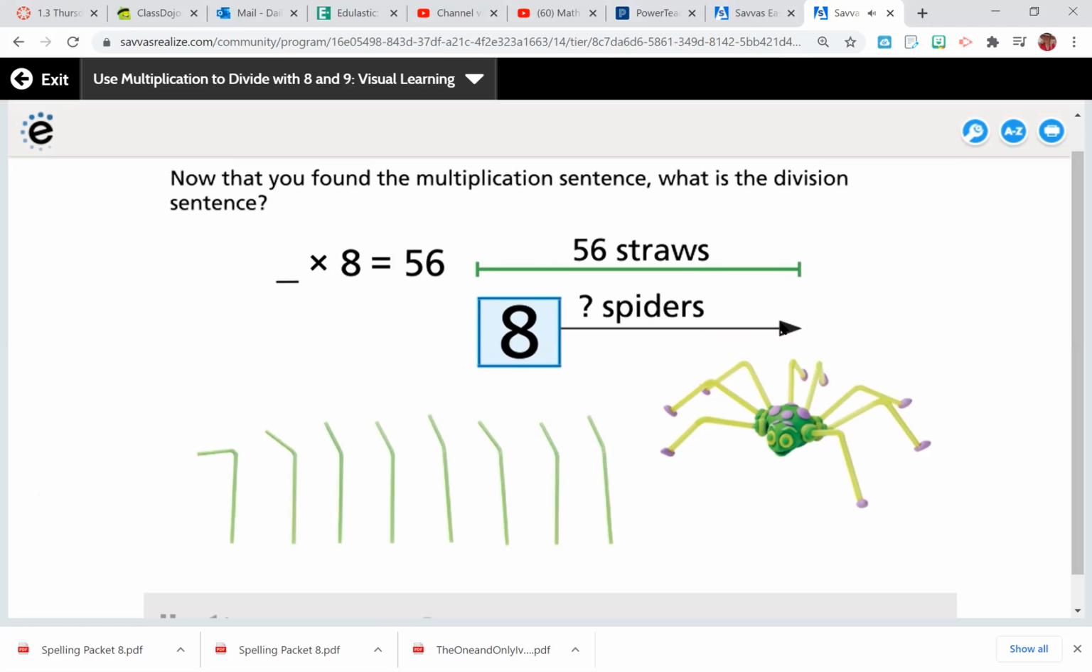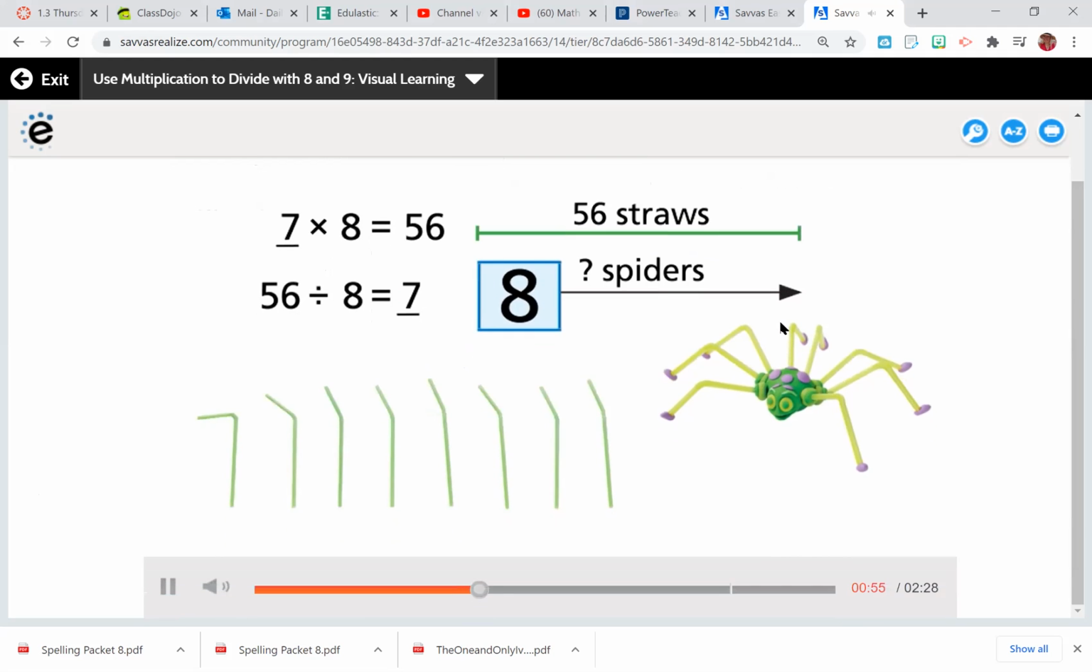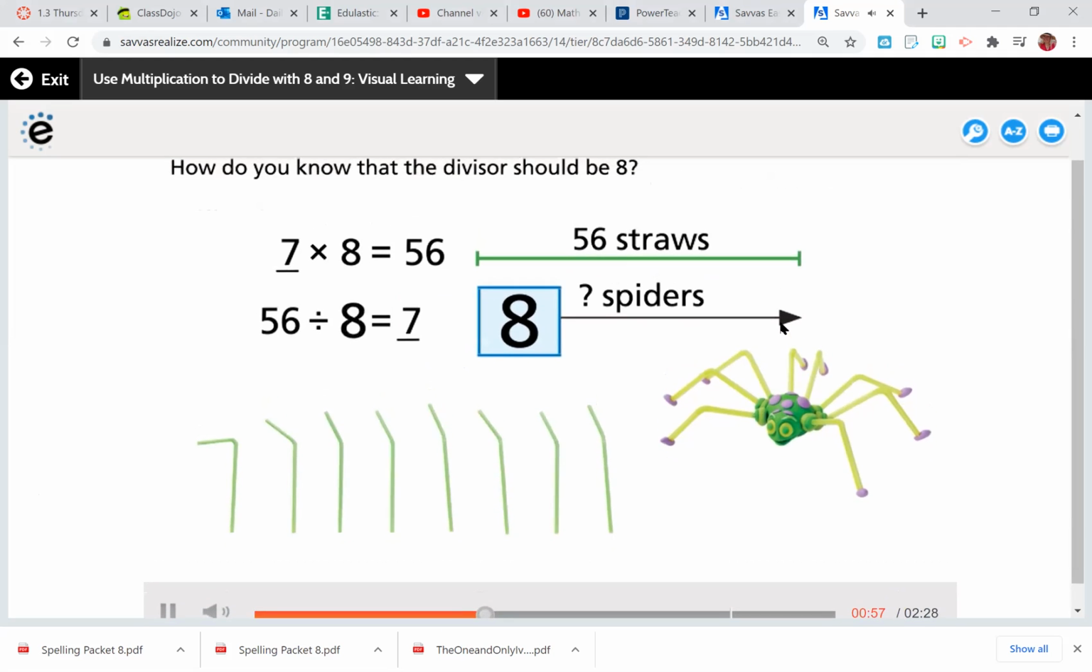Now that you found the multiplication sentence, what is the division sentence? John can make 7 spiders. How do you know that the divisor should be 8? The picture of the spider shows that it has 8 legs made from straws.